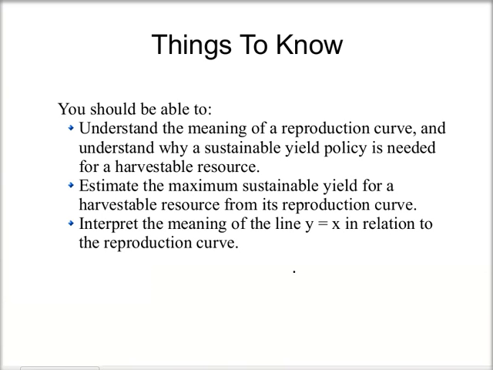Things you should know for this section: you should be able to understand the meaning of a reproduction curve and understand why a sustainable yield policy is needed for a harvestable resource. You should be able to estimate the maximum sustainable yield for a harvestable resource from its reproduction curve, and that's just the largest distance between the reproduction curve and the line y equals x. And you should be able to interpret the meaning of the line y equals x in relation to the reproduction curve.